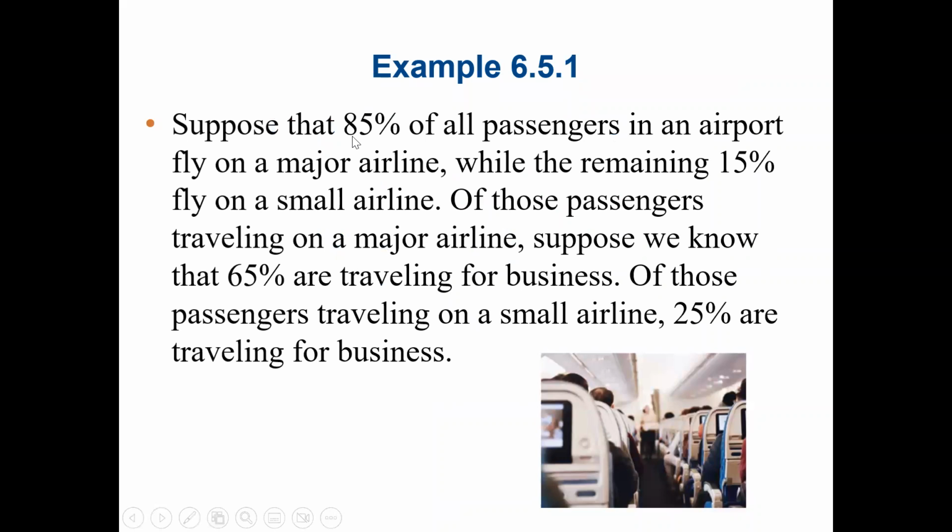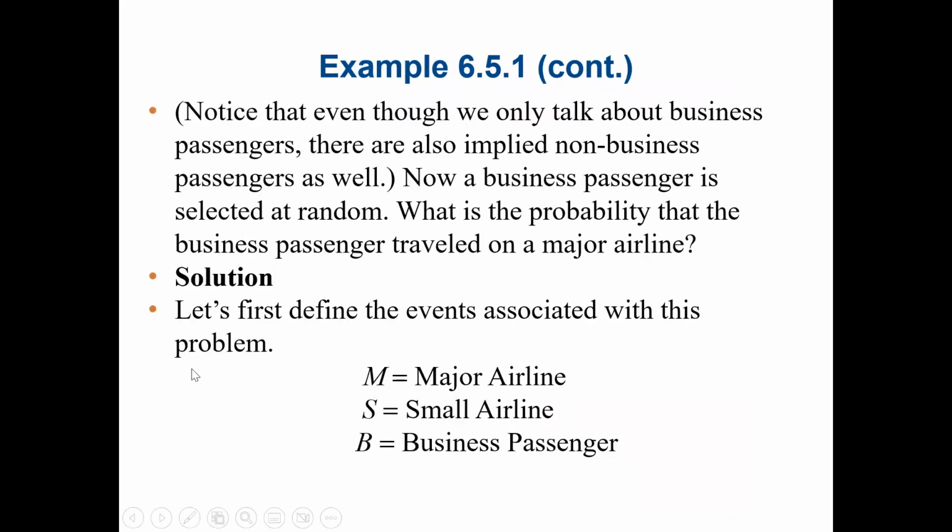So suppose that 85% of all passengers in an airport fly on a major airline, while the remaining 15% fly on a small airline. Of those passengers who travel on a major airline, suppose we know that 65% travel for business. Of those passengers who travel on a small airline, we know 25% travel for business. Now, our question is: what is the probability that a business passenger travels on a major airline?